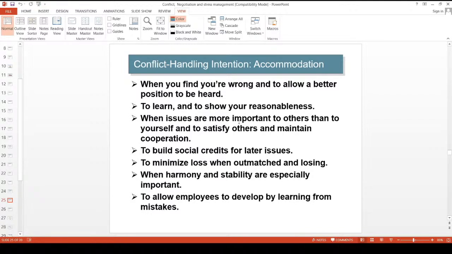It is also used to build social credits for later issues. Sometimes we accommodate the other party in order to have better relationships in the future, or in relation to other issues. It is also used to minimize loss when outmatched and losing, when harmony and stability are especially important, and to allow employees to develop by learning from mistakes. So the accommodation approach is usually applied in these situations, when we try to give more weightage to the other party's point of view, in order to have a better position in the future.